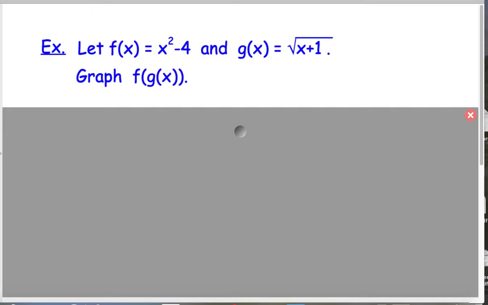So for composition, we're going to take this inside function, and we're going to send it to the f function. So the input to f will be whatever g is. So we're going to replace the square root of x plus 1 everywhere in f where we see an x. So that's going to give us f of the square root of x plus 1.